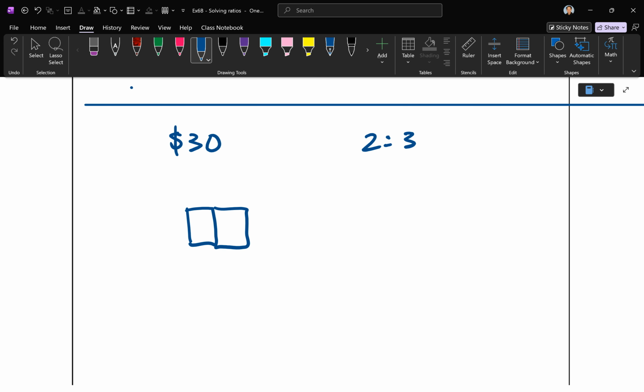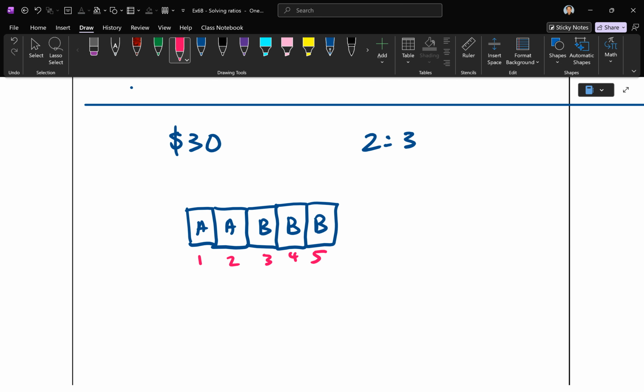1 part, 2 parts. So group A gets 2 parts. Person B gets 3. So 1, 2, 3. So again, same thing. How many parts do you see? 5. There are 5 parts. 1, 2, 3, 4, 5 equal parts. Now remember, if you add them all together, it has to equal $30. So, how much is each part? 6. Now, how'd you get 6?